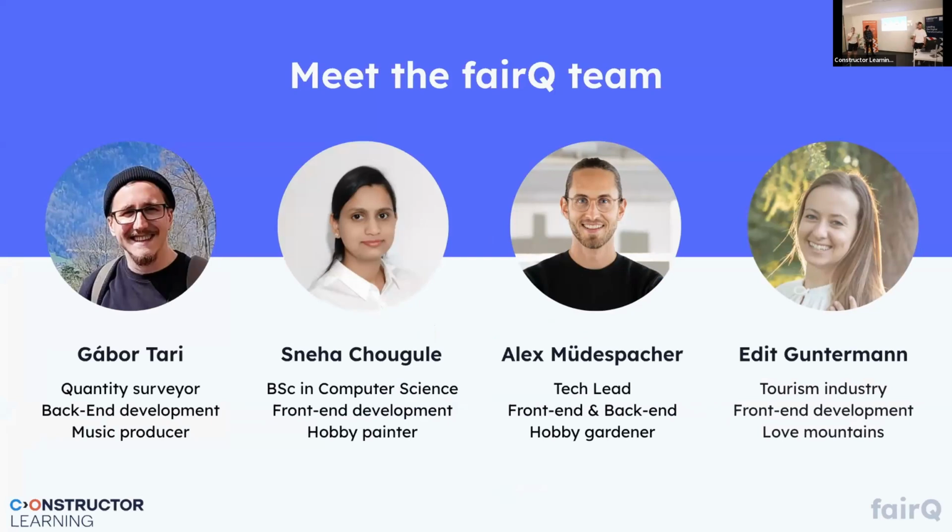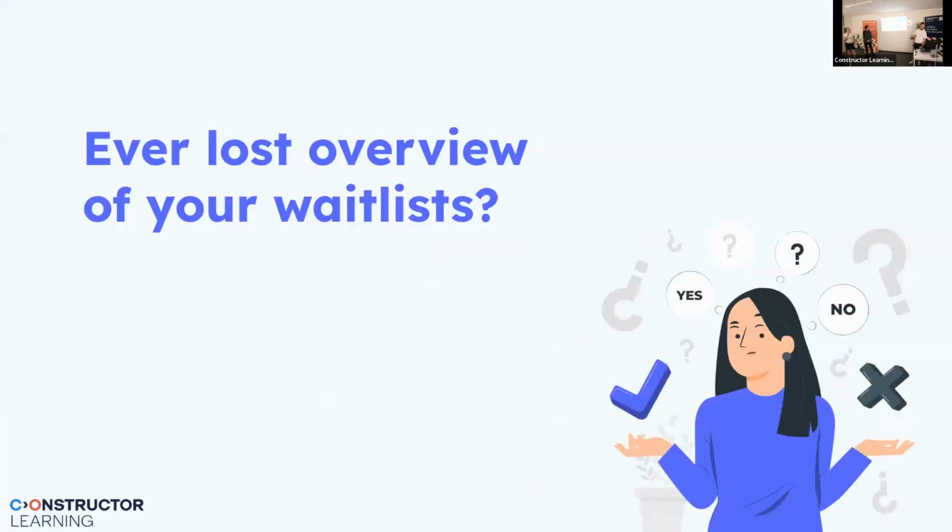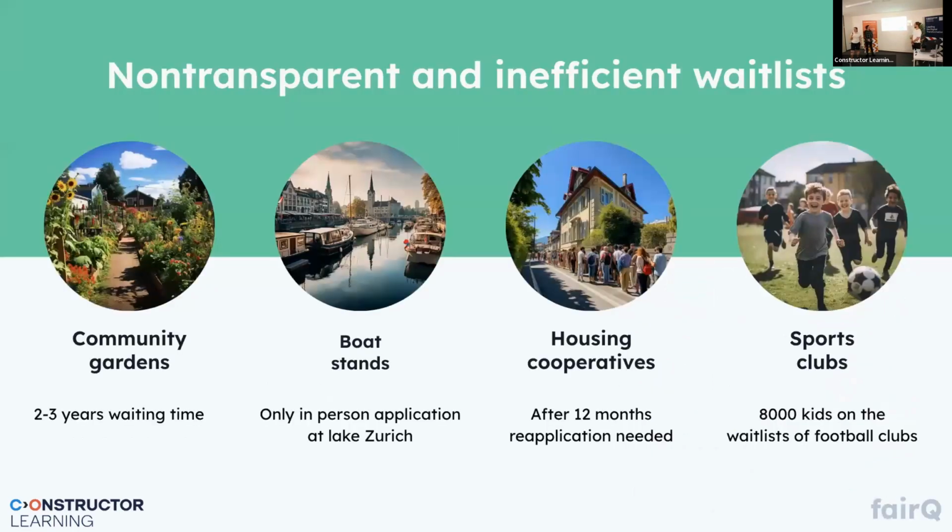And now let's move on to the issue that we tackled. Have you ever applied for a waitlist, for example, a community garden spot or a spot for a child in a daycare, and then you lost overview of the waitlist? Did you know after weeks, months, or even years what's the status of your application? Maybe the company lost your contact details or have deleted the list entirely. If any of this sounds familiar, we know what you mean. These traditional waitlists are not transparent for applicants and are very inefficient for the manager of the waitlists.